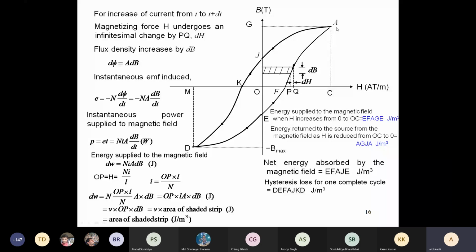in one complete cycle, this is basically the energy that is taken by the magnetic field, the energy under this hysteresis curve. This amount of energy is consumed by the magnetic circuit, DEFAJKD, again back. So the entire area under the magnetic hysteresis curve is the energy loss in one complete cycle. Sometimes H becomes positive, sometimes negative, passing through 0. As it completes one cycle, the area under the BH curve is the amount of energy lost.